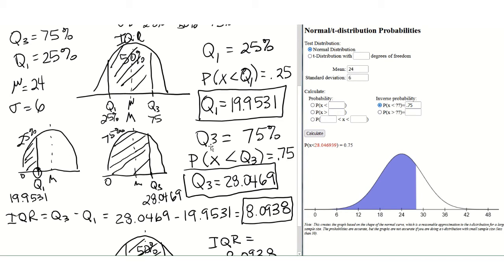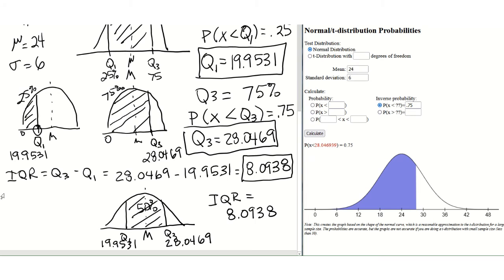Then you're going to solve for your third quartile, which is at 75%. So once again, you're going to use that first percentage, plug in 0.75, and get the value for your Q3. Then you're going to take the difference, and that's going to give you your interquartile range. That tells you that there is a range of 8.0938 between your first quartile and your third quartile.